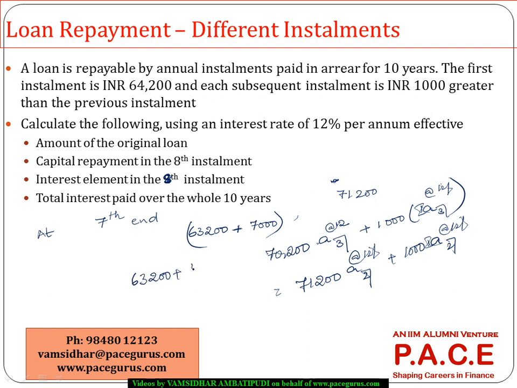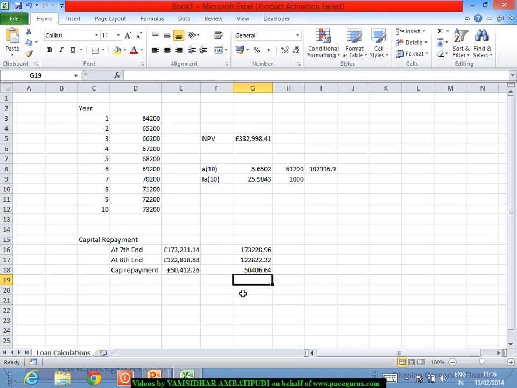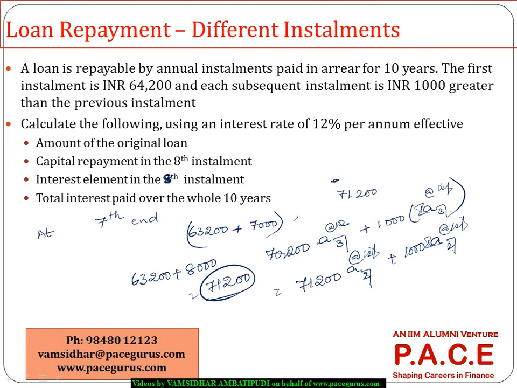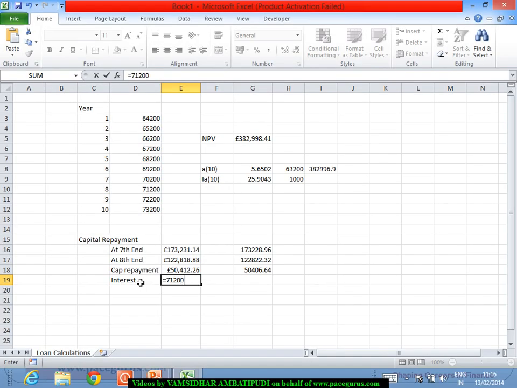63,200 plus 8,000. So in the eighth installment, 71,200 needs to be paid. So the interest portion is nothing but the total payment in the eighth installment, 71,200, minus the capital repayment that has happened during the year. So 20,787 will become the interest part.